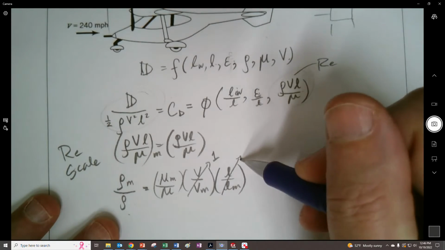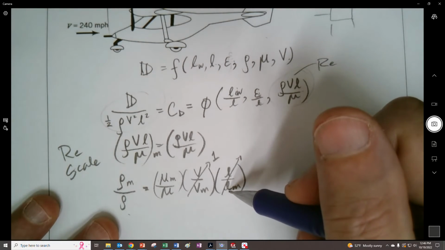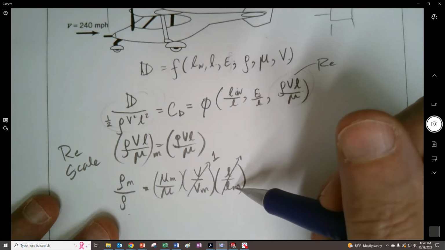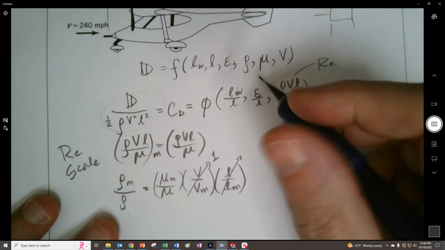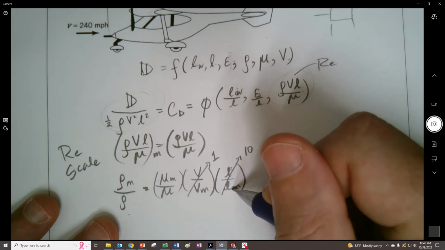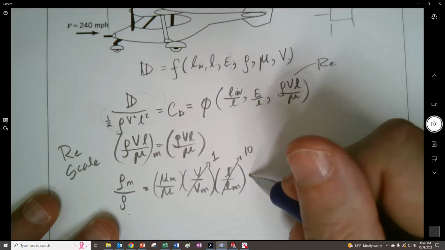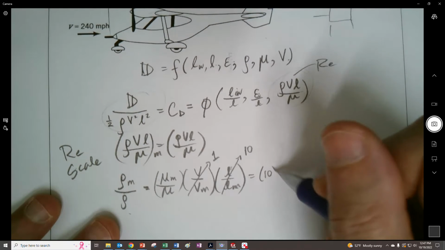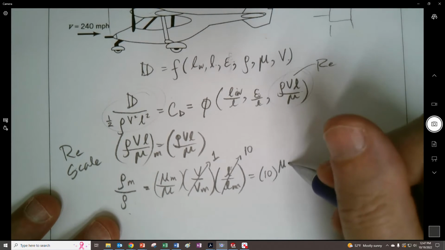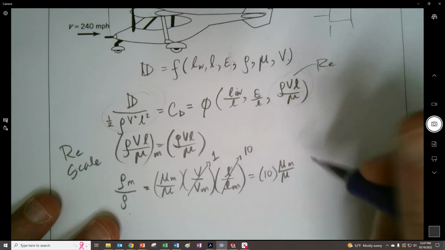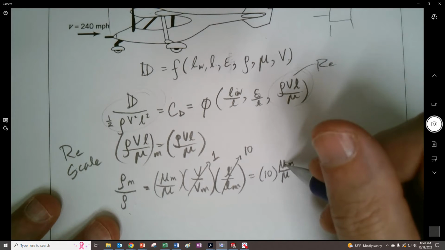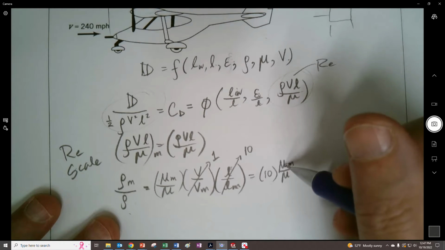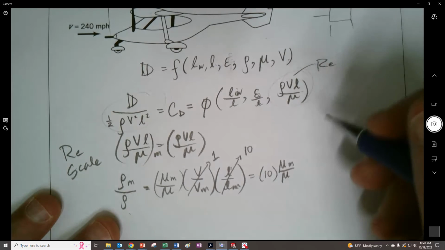And we also know that this is going to be a scale of 1 to 10, but the 1 is the model and the 10 is the real thing. So the real thing over the model is 10. What we're going to be left with, therefore, is going to be 10 times the ratio of the viscosity.